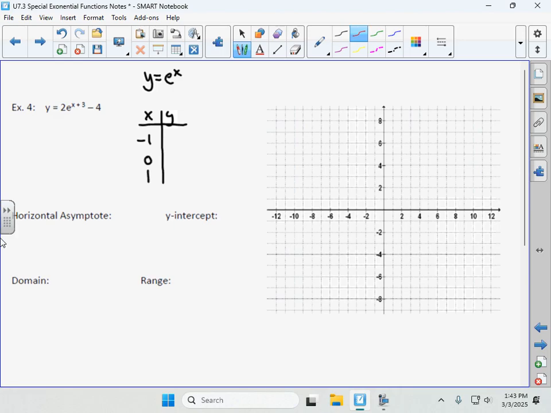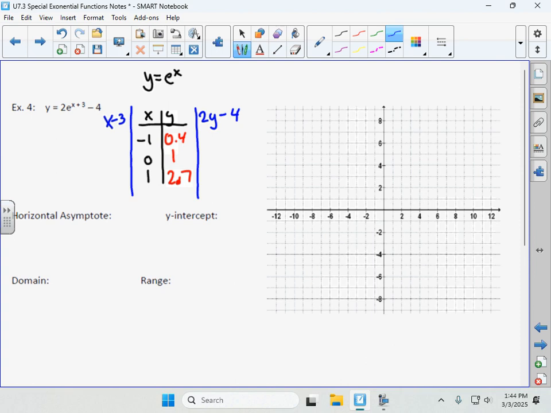So e to the -1, we just put it in the calculator, 0.4. e to the 0 is 1, and e to the first is 2.718 or 2.7. All right, so that's the parent function. Now we'll do the transformations. So the x plus 3, since it's a binomial, that affects the x's. It does the opposite, so we're going to subtract 3. And then on the y's, we're going to first multiply by 2 and then subtract 4.